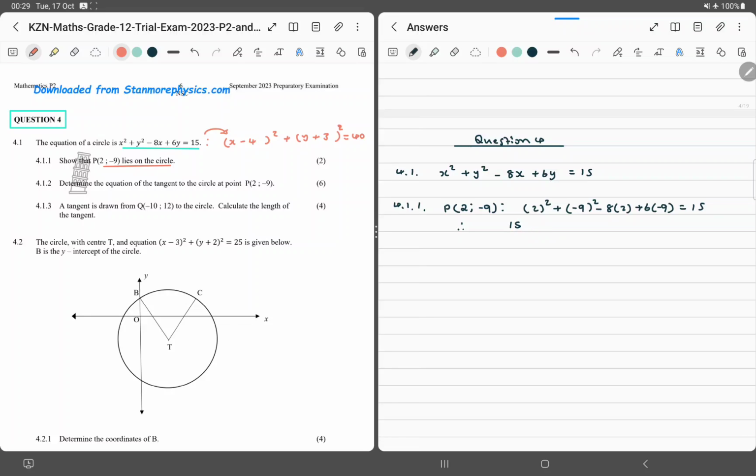So we can see that 15 is equal to 15. If that is the case, the left hand side is equal to the right hand side. We can say therefore P, which is (2, minus 9), is a point on the circle, right? Since the left hand side is equal to the right hand side when we substitute.